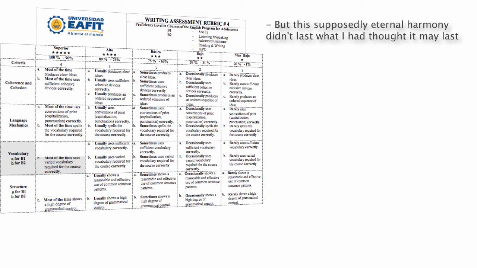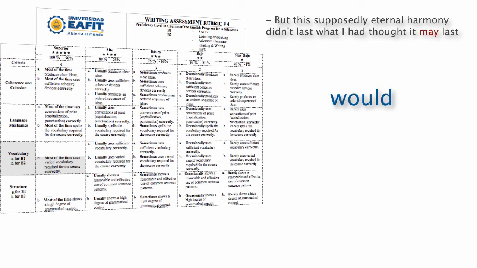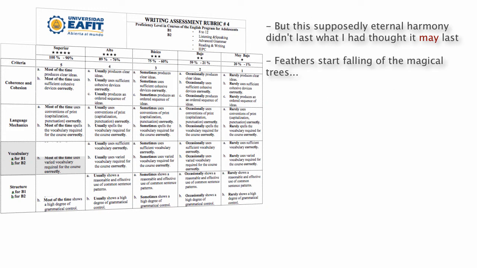"But this supposedly eternal harmony didn't last what I had thought it may last." In this sentence, the student should have used the word would instead of may to refer to the future in the past. "Feathers start falling of the magical trees." Here, the student should have used the word from and not the word of. "I could see throw their chests." The correct word in this sentence is through.